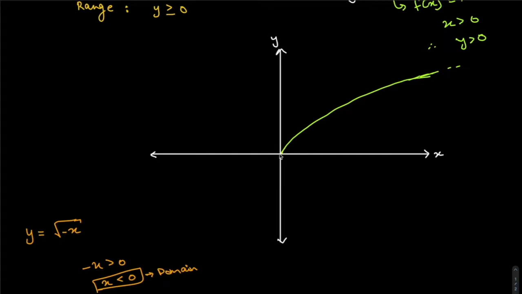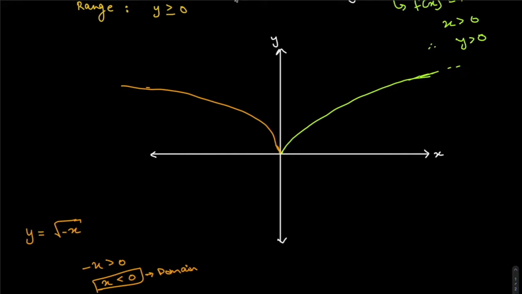So our graph will be something like this. It's going to be a reflection across the y axis. You can think of it like that.